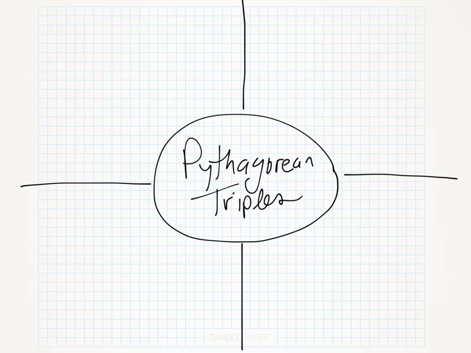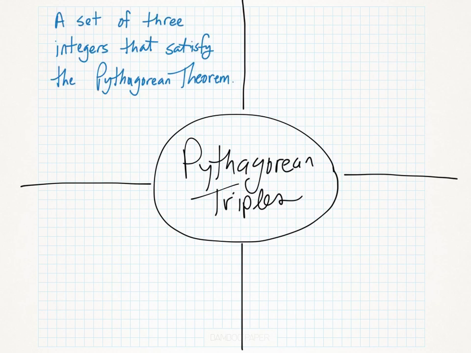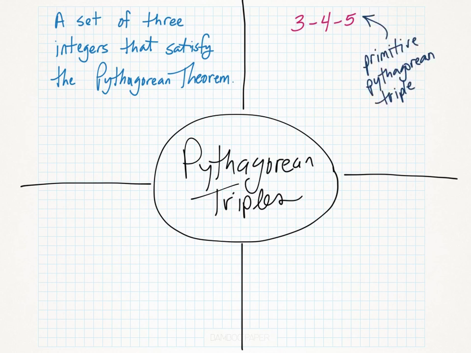In the previous video, you learned about the Pythagorean theorem, and now we're going to look at the Pythagorean triples. Pythagorean triples are a set of three integers that satisfy the Pythagorean theorem. And here we have 3, 4, 5. This is actually the most basic of Pythagorean triples, and this has a special name. It's called a primitive Pythagorean triple.